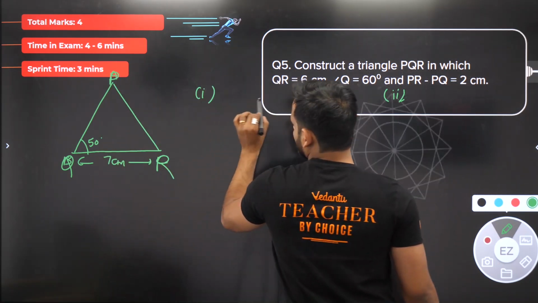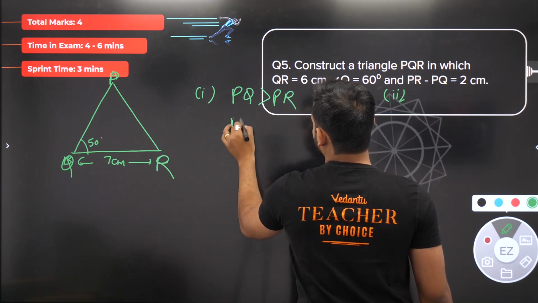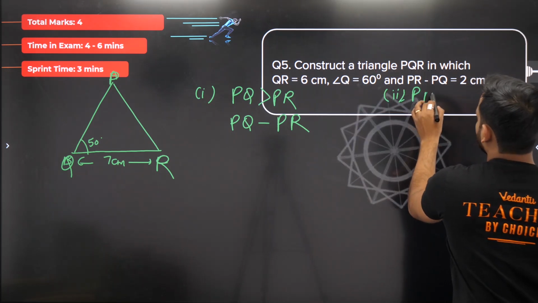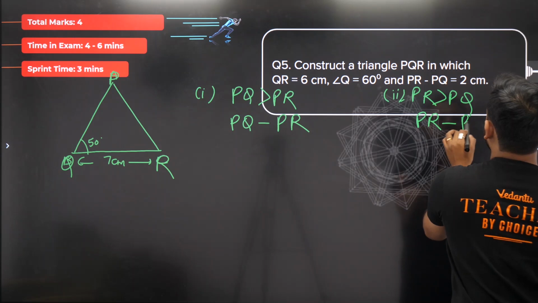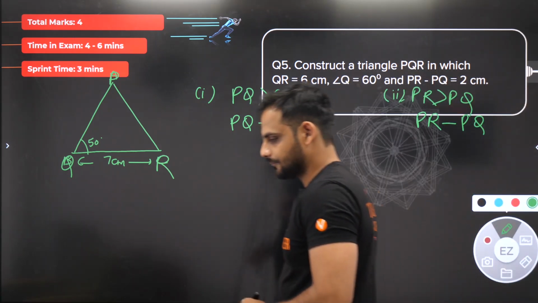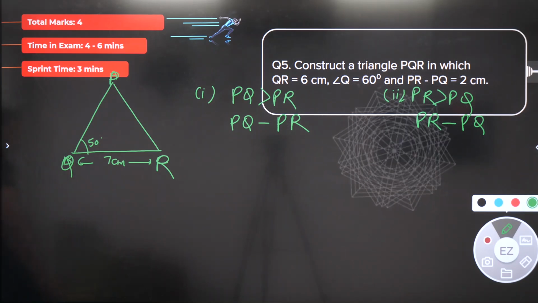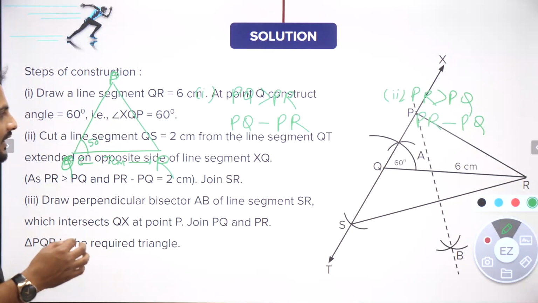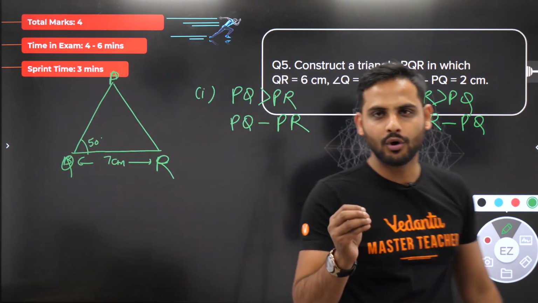Okay, so first, they can say that when PQ is greater than PR, it will be given as PQ minus PR. And the second thing is, if PR is greater than PQ, then they will give you PR minus PQ. Okay, so these are the two cases. Now in both these cases, the construction will vary very slightly. There will be a very small difference.